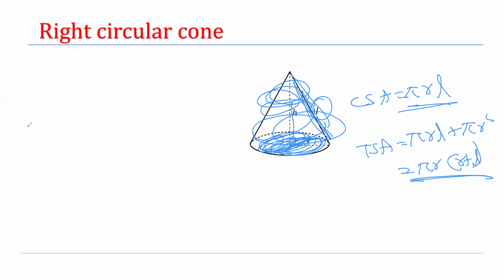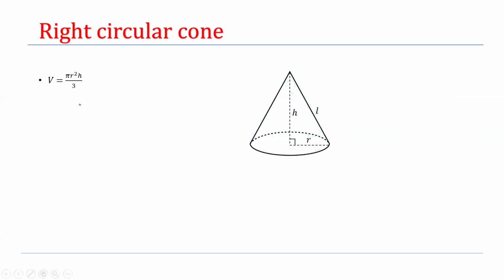Yes, sir. So these are the formulas of the cone. Volume is pi r square h by 3, CSA is pi r L, TSA is pi r into r plus L. Okay, sir.